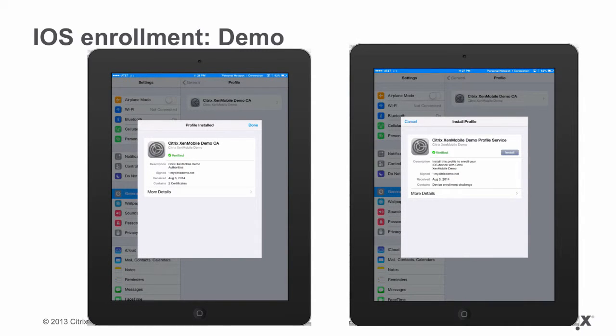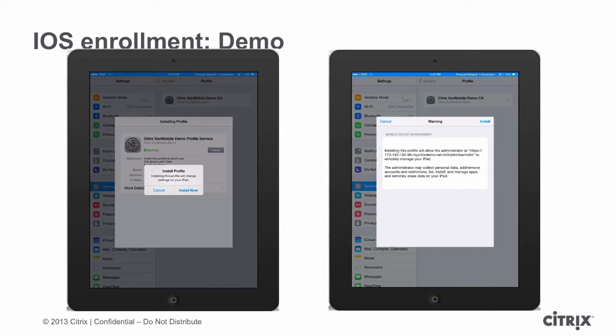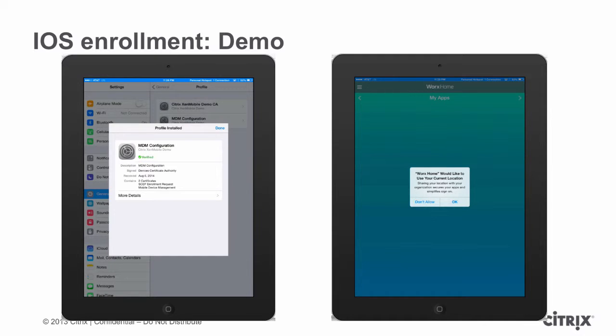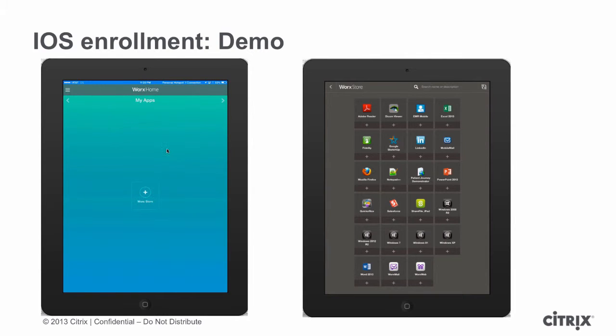So here, this one's been installed, installed again as we go through multiple different devices. Again, here we see another one. Do you want to install the next profile? Install now. Again, install. So it kind of goes through, which is why I sped it up and put it into slides like this. Then we get our MDM configuration is all complete, and we would click done. Here we have Works Home would like to use your current location for my GPS stuff. I could say okay. Now here is what my Works Home looks like. So I've just enrolled in my MDM environment, and here is my Works Home.